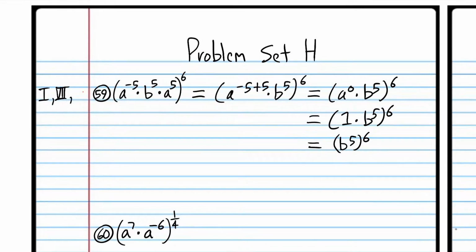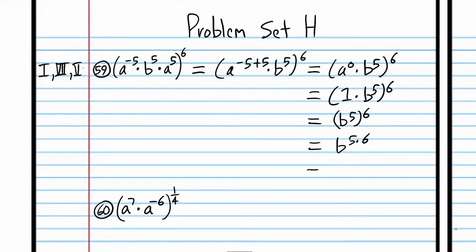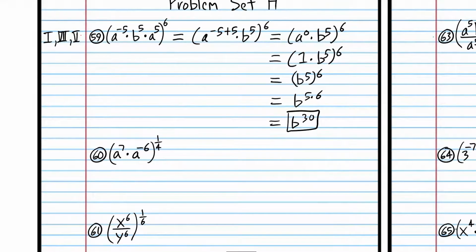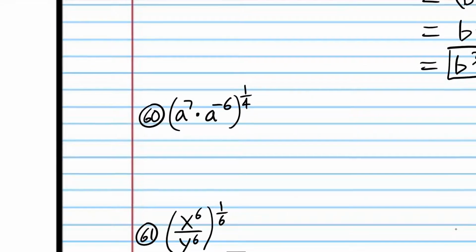And now we have a power raised to another power. So we have to use rule number 5. And that becomes b to the 5th power times 6, which is b to the 30th, and you're done. All right. So let's try another one of these.